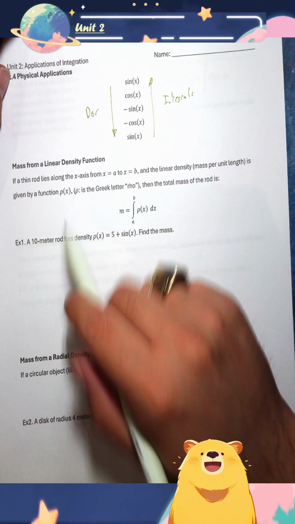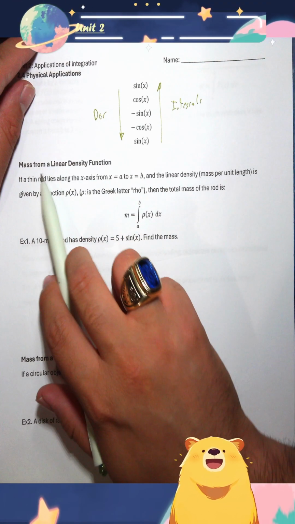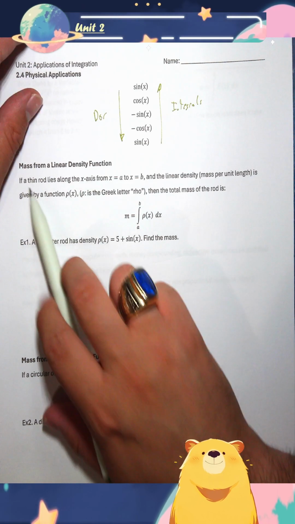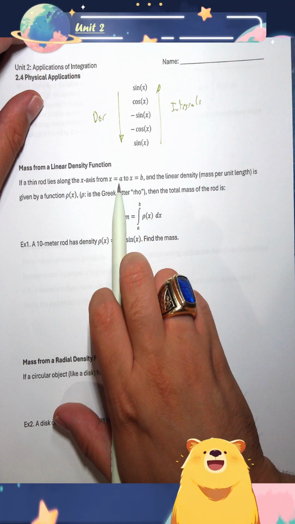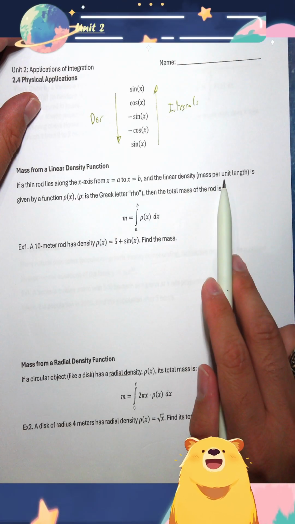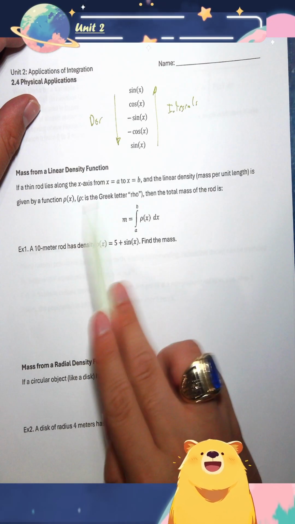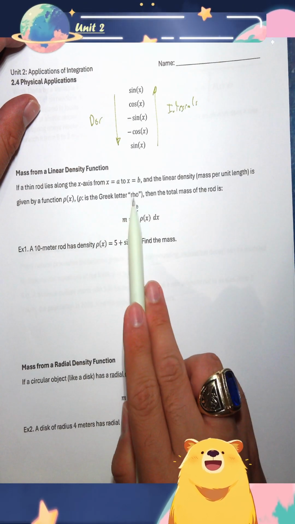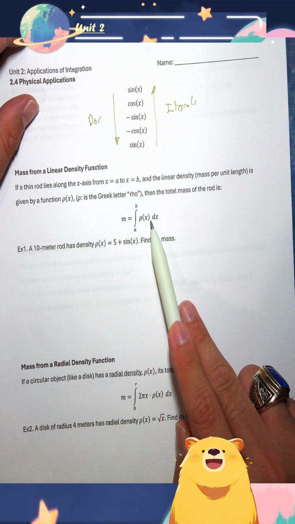All right, for physical applications, we're going to go over 3 of them. First, mass from a linear density function. If a thin rod lies along the x-axis from x equal to a to b, and the linear density, which is the mass per unit length, is given by a function rho of x, this p looking thing is the Greek letter rho, then the total mass of the rod is defined by this integral.